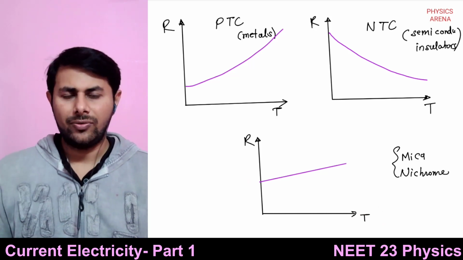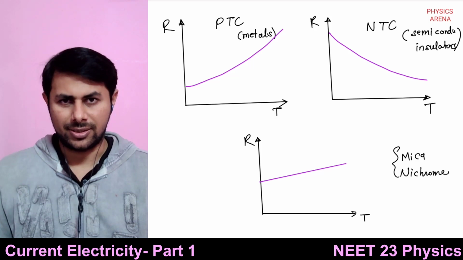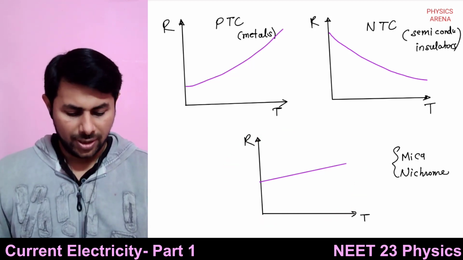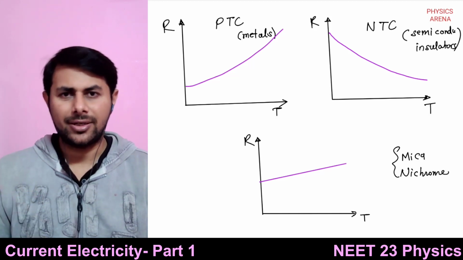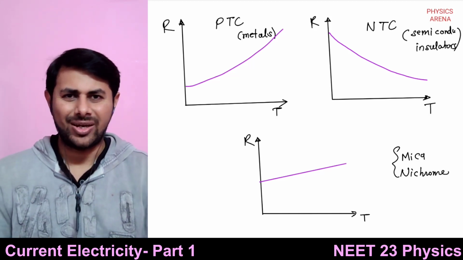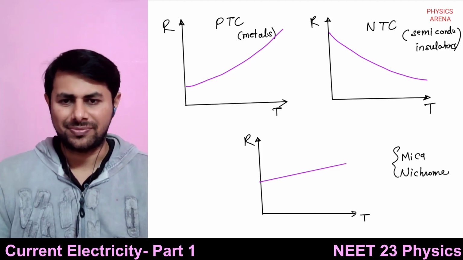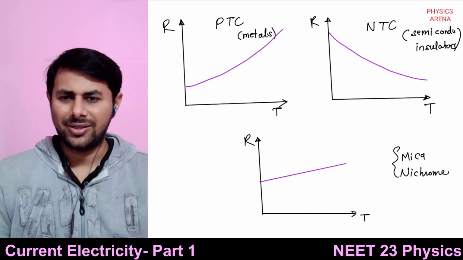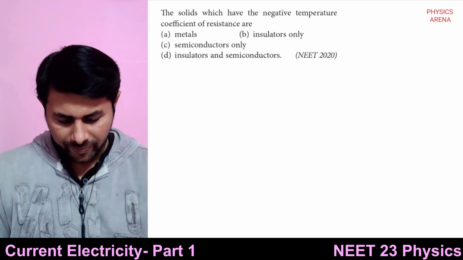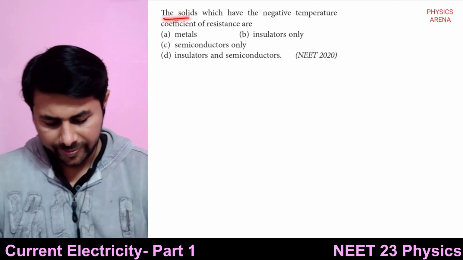So they have very low temperature coefficient of resistance. These kind of materials are used mostly to make the electric devices because they are faithful. Their resistance will not change much with respect to increment in temperature. Got it? Yes, no? All right. So let's see next. Okay, this problem only.